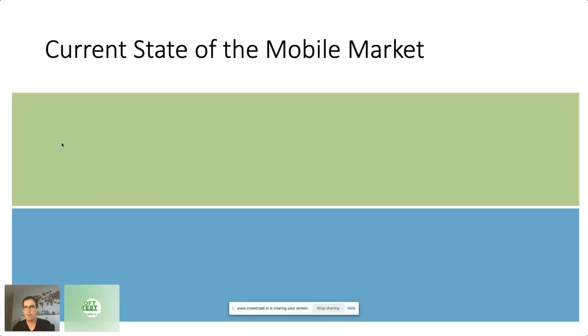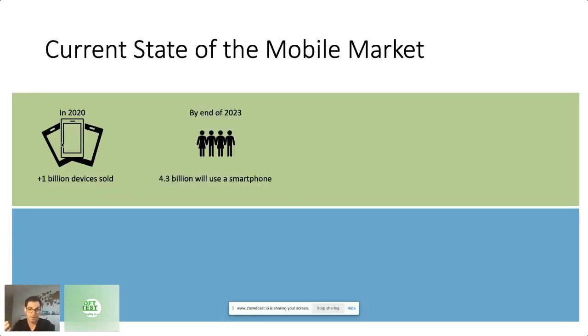So, the current state of the mobile market. One of the impressive numbers that I found while creating those slides is that in 2020, there were more than 1 billion devices sold in the world. It's quite impressive, right? Still in 2020, after 13 or 14 years since the iPhone became available in the market, there are still more than 1 billion devices being sold. It's the craziest number that I found.